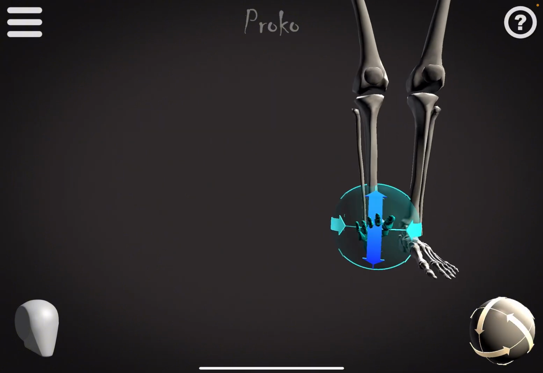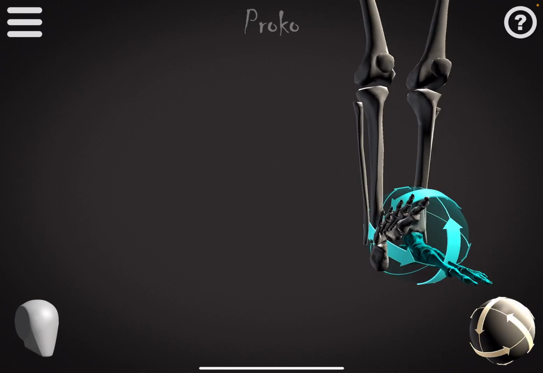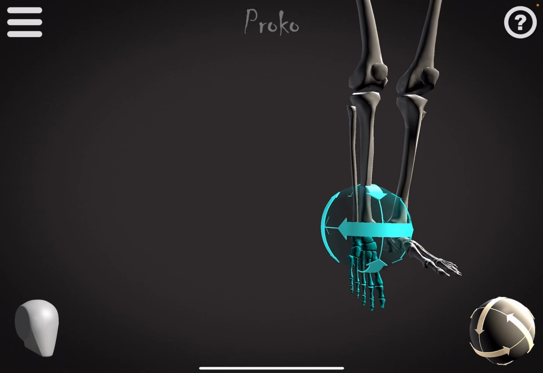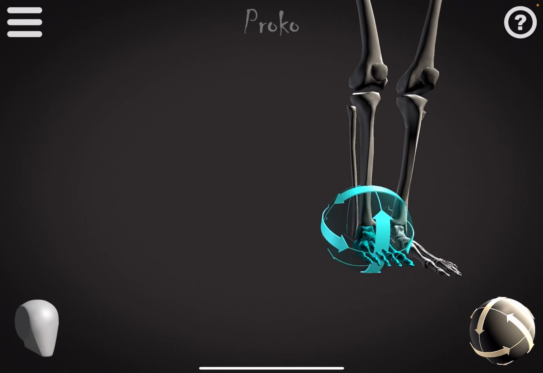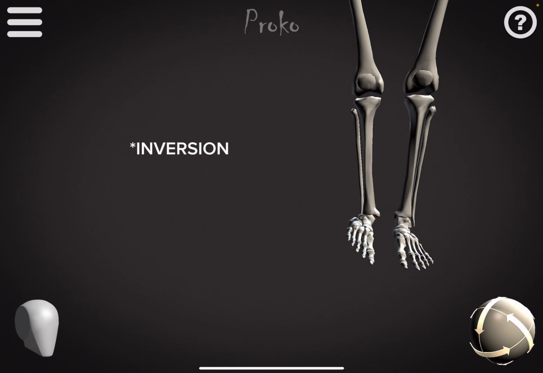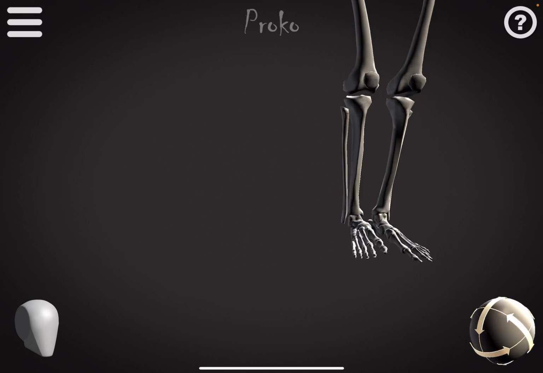So we're going to have dorsiflexion and plantar flexion. We're also going to have inversion, which is rotation towards the midline of the foot, and eversion, which is going to be rotation away from the midline.